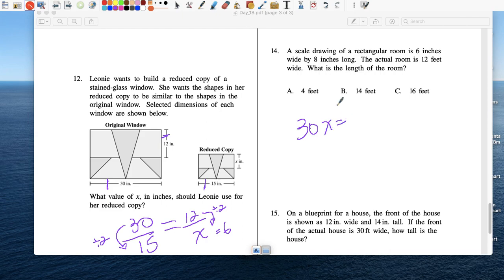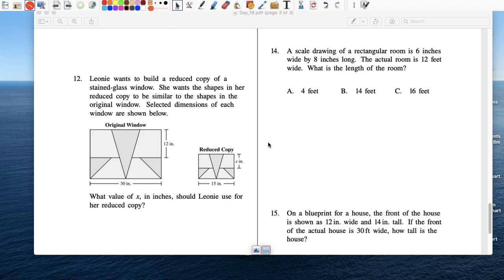If you cross multiply, you'd have gotten 30x, and then 15 times 12 is 180. Divide both sides by 30, and x is also 6. So whichever one you wanted to do is fine.